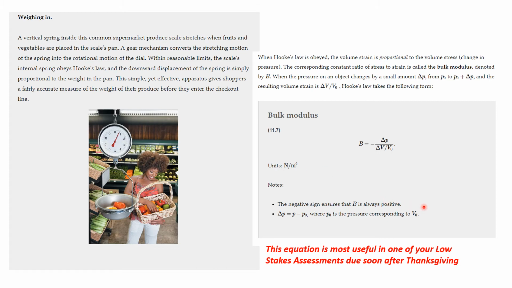Some notes. The negative sign ensures that B is always positive, and delta P is equal to P minus P0, where P0 is the pressure corresponding to V0. And again, this equation is most useful in solving one of the low stakes assessment problems due soon after Thanksgiving.